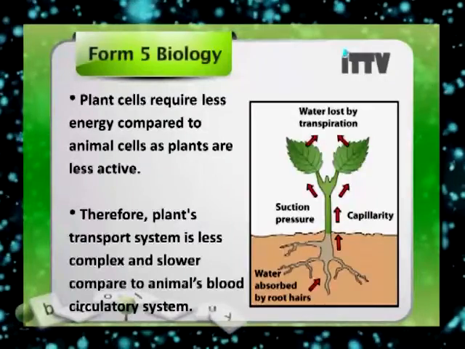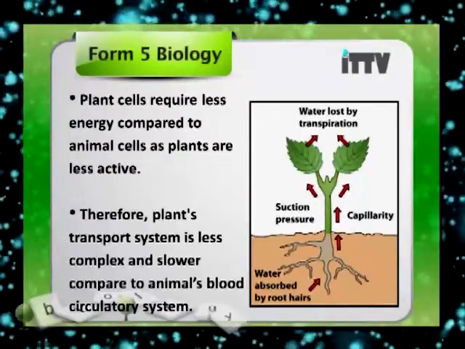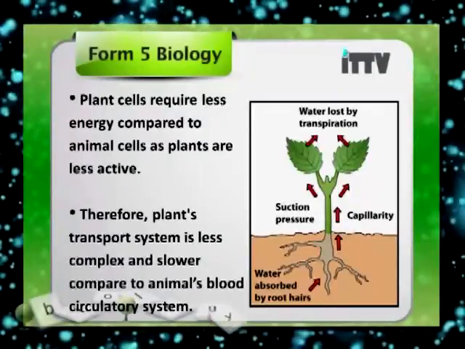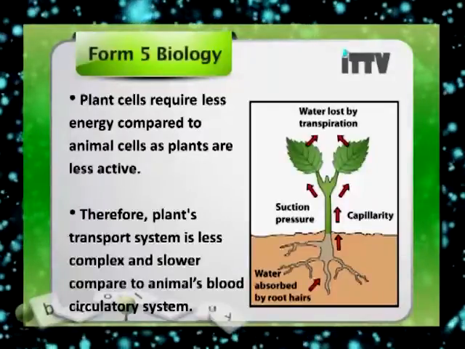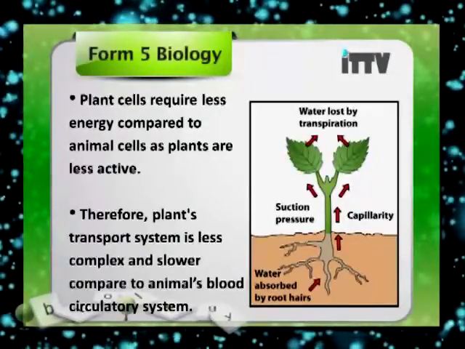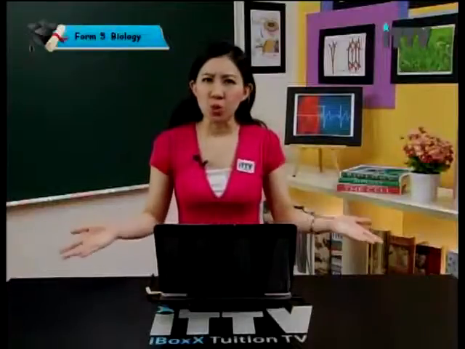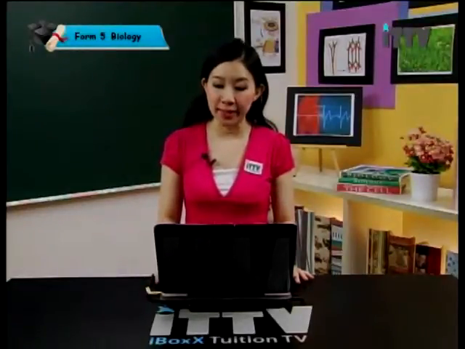transportation system. As we know, plant cells require less energy compared to animal cells as plants are less active. Therefore, plants' transport system is less complex and slower compared to the animal's blood circulatory system. Now, because plants don't move, naturally they don't need a lot of energy. So therefore, the plant's transport system is naturally less complex.